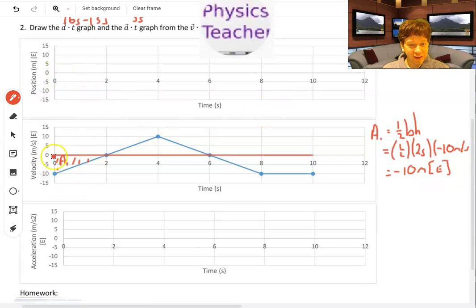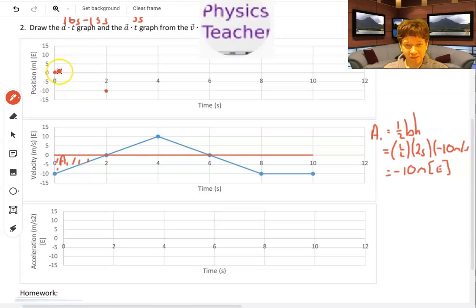Now, nowhere in this velocity time graph does it tell us where we're starting from. So I'm just going to assume we're starting at the origin. So here's our starting point. And after 2 seconds, we've gone to a position of minus 10. So we're right here. So we have 2 dots. Now the question is, how do I connect the dots? Do I connect them in a straight line or some sort of curve? And what we're going to do is use a curve.